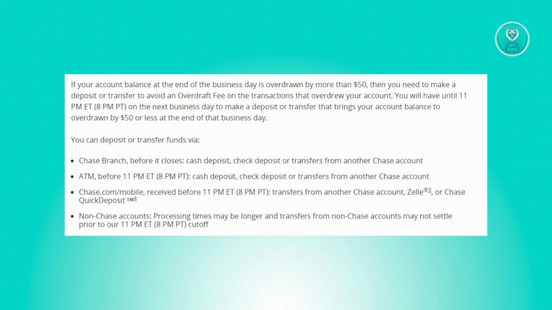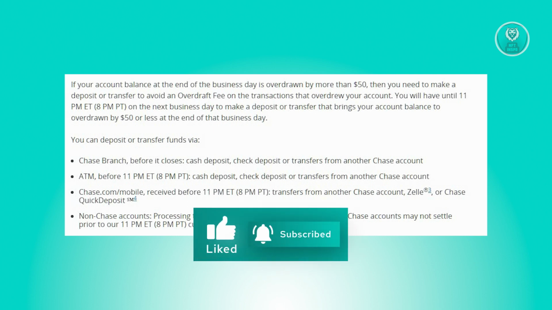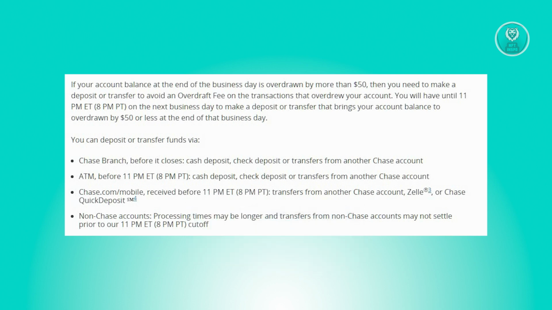Now, deposits or transfers can be made through various channels, so that includes Chase Banks, ATMs, or Chase.com or the mobile app. Now, for transfers from non-Chase accounts, be aware that processing times may be lengthier and transfers might not be finalized before the 11 p.m. ET or 8 p.m. PT cutoff.